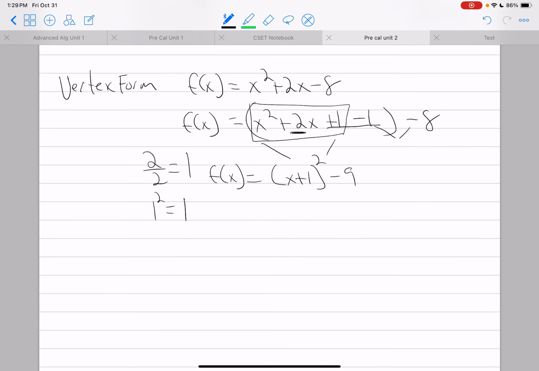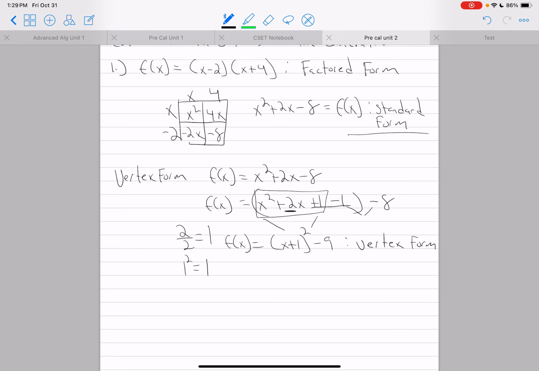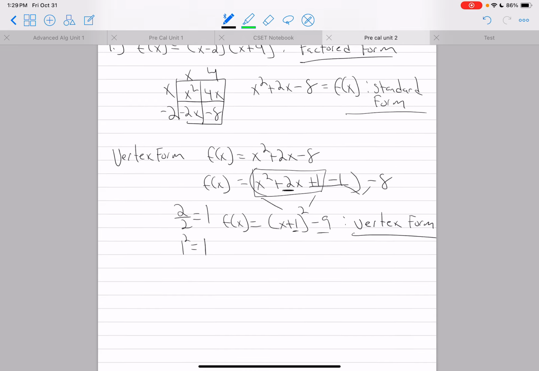So what do I have now? This is vertex form. I went from factored form to standard form to vertex form. I have all the forms there. Now I could be like, well, what are the roots? I could find any way I want. I could find the factors from factored form to get roots. What is the vertex? I can figure that out because I see it right here. So let's go ahead and get those key features.